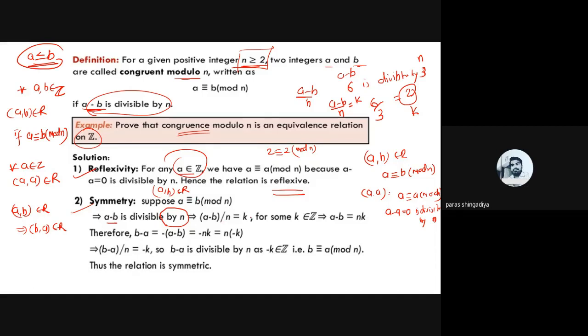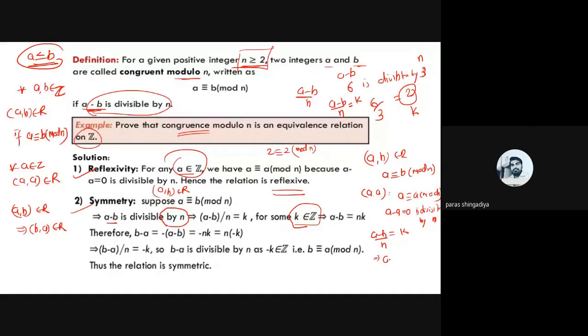So (a − b)/n is equal to k, for some k belongs to Z. This k will be from Z. It may be negative, positive, or sometimes zero. So k belongs to Z. So what does it mean? a − b is equal to nk. Clear? a − b is equal to nk. In this form we have (a − b)/n is equal to k.